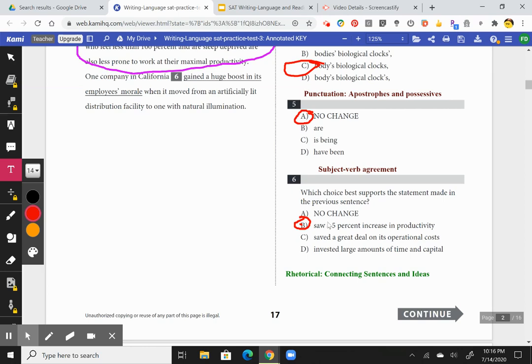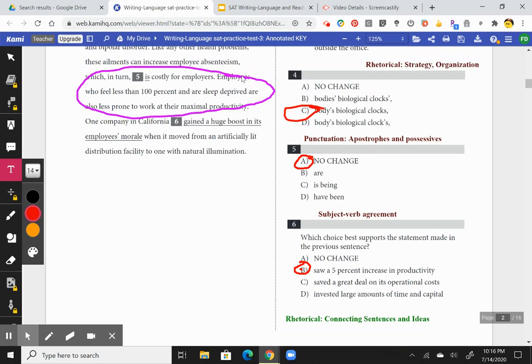Which choice best supports the statement made in the previous sentence, talking about absenteeism being costly for employers, and then employees who feel less than 100% or are sleep deprived are less prone to work at their maximum productivity. So one company in California gained a huge boost in its employee enrollment and moved from an artificially lit distribution facility to one with natural illumination. Which choice best supports the statement? So it's asking for a more specific idea, rhetorical connecting sentence and ideas. So they saw a 5% increase in productivity would be supporting the best statement in the previous sentence.